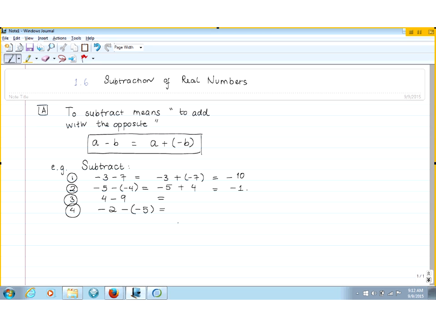4 minus 9. What is 4 minus 9? 5 or negative 5? Negative 5. If you already know this is negative 5, that's fine. But some of you who don't know, you have to write this as 4 plus negative 9, which is negative 5. So any subtraction, any minus will be changed to plus the opposite.